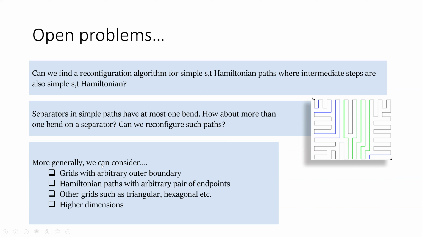More generally, we can consider grids with arbitrary outer boundary, Hamiltonian paths with arbitrary pair of endpoints, not just diagonally opposite corner points. We can consider other grids such as triangular grids, hexagonal grids, etc. And we can also consider higher dimensions. So with all these open problems, I'd like to conclude my talk.